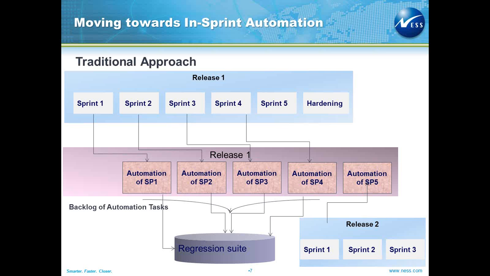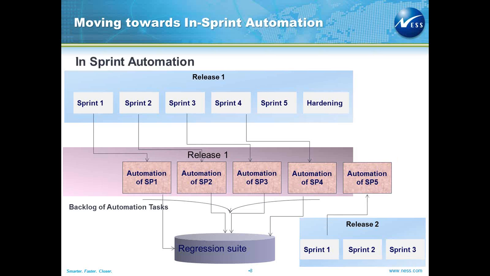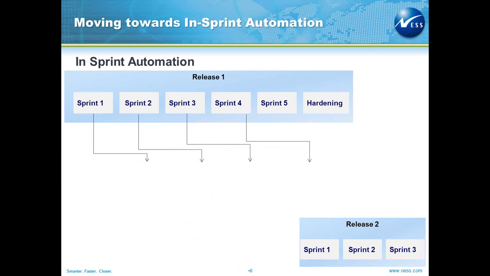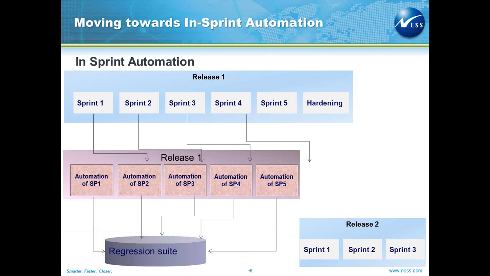Now how do we get back to what we want to achieve, and that is in-sprint automation. Let us see this. Okay, so I have my sprints. I have sprint 1. I'll automate all my features in sprint 1. Similarly for sprint 2, sprint 3, sprint 4 and 5.